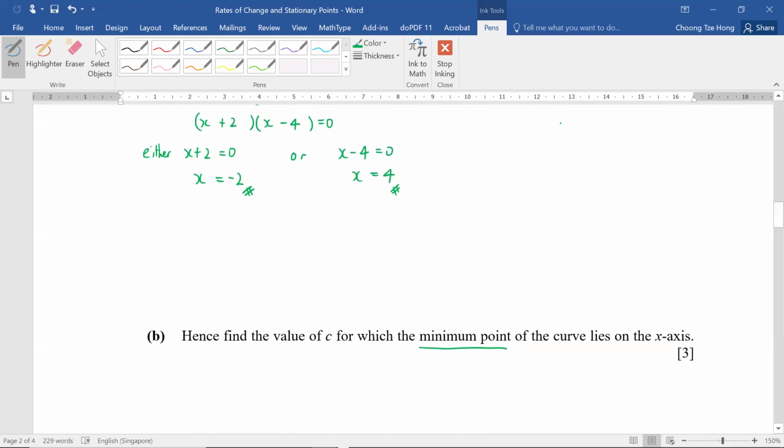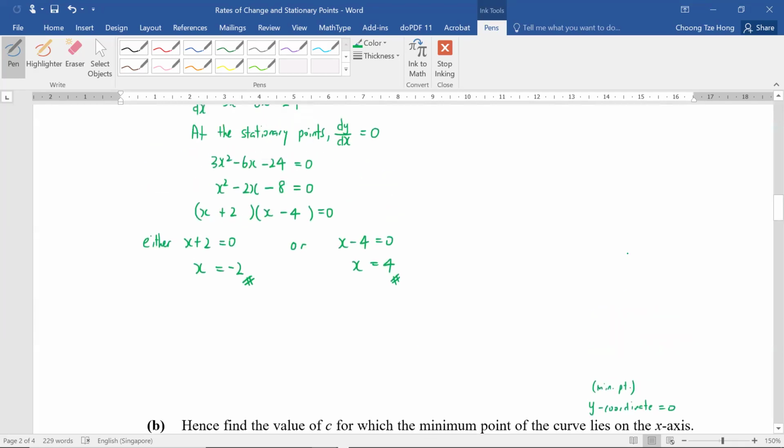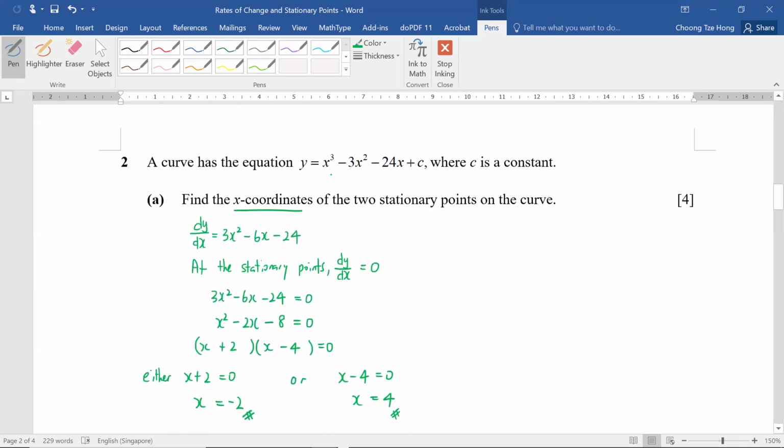So the clue given to you here is that since this minimum point lies on the x-axis, what can you say about the y coordinate of the minimum point? The y coordinate is going to be 0. In other words, if I know which x is at the minimum point, then I will know the pair of coordinates for the minimum point already. After I know the pair of values, I can sub the x and y into this original equation, and then we should be able to find c.